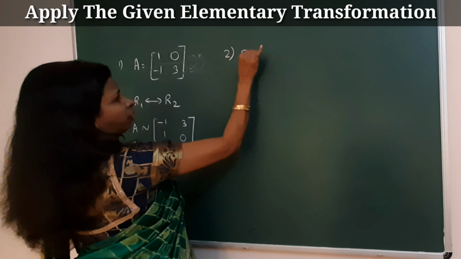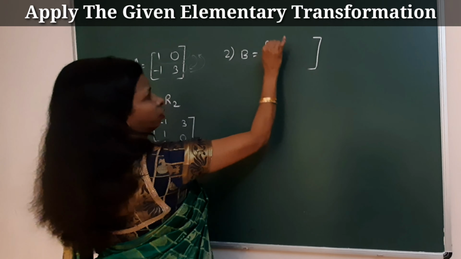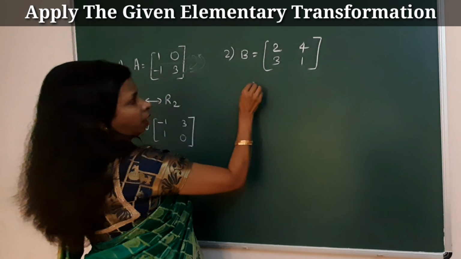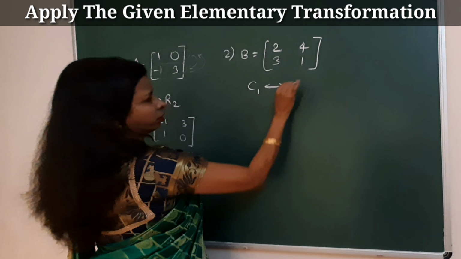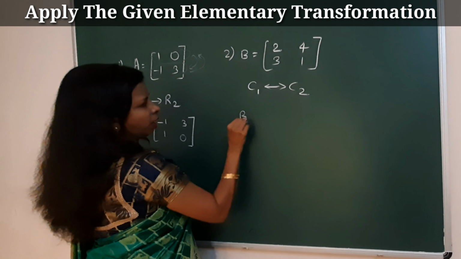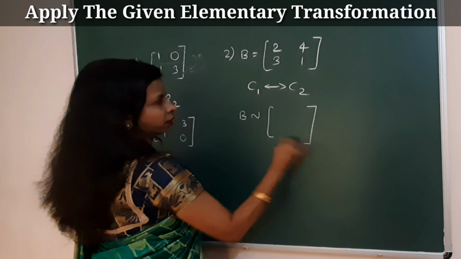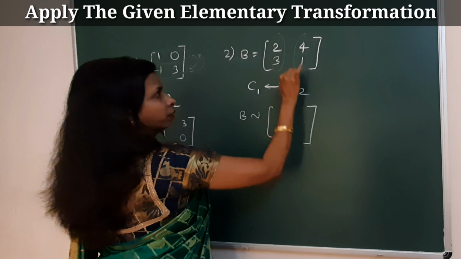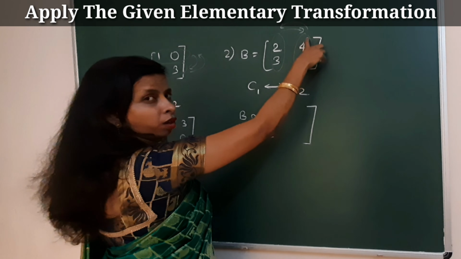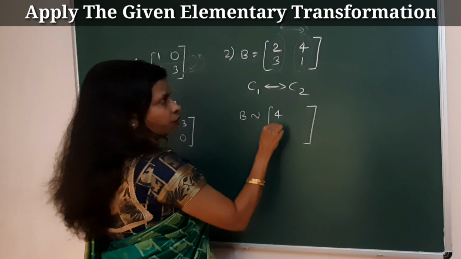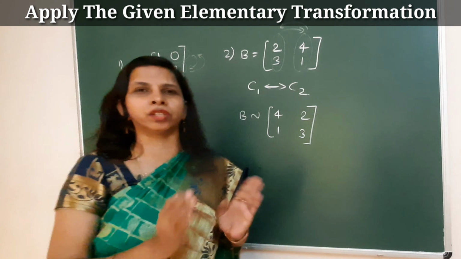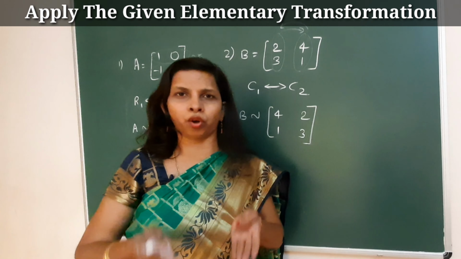Second one, if I take another matrix, 2, 4, 3, 1, and I am supposed to interchange the columns, my answer will be, now this is my column, these will interchange their places. So this second column will come to first column: 4, 1, 2 and 3. This is the way how you interchange the rows and how you interchange the columns.